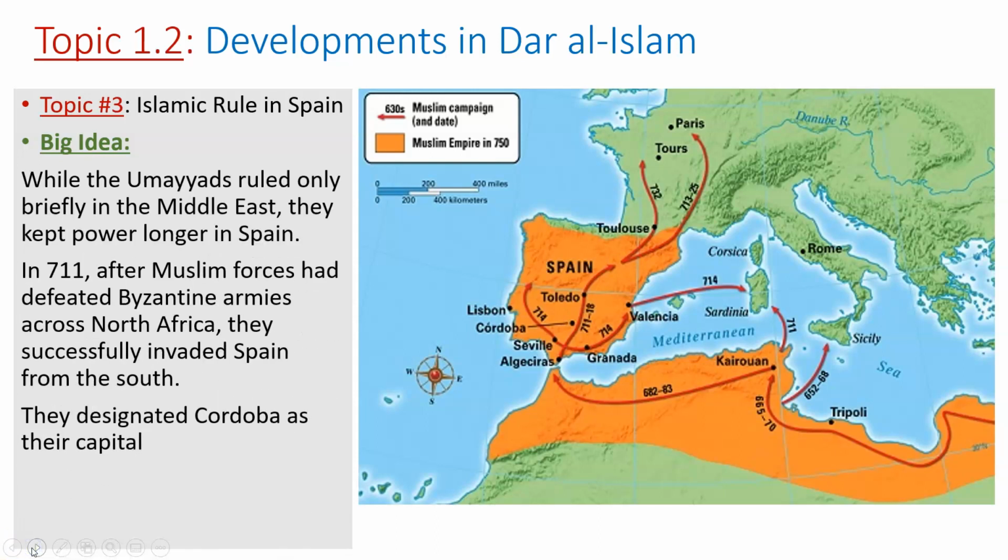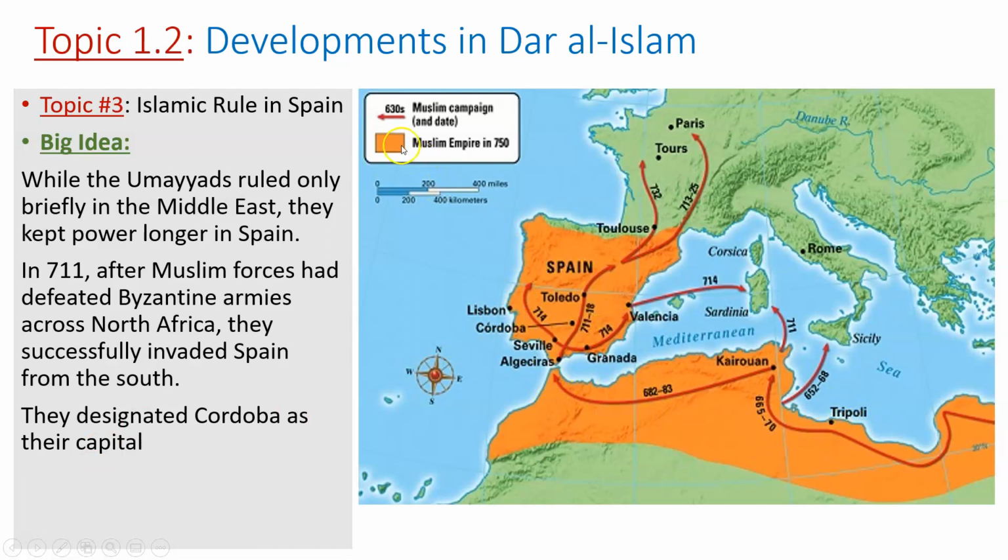While the Umayyad ruled only briefly in the Middle East, they kept power longer in Spain. In 711, after Muslim forces had defeated Byzantine armies across North Africa, they successfully invaded Spain from the south, as you can see on this map, another good map. They designated Cordoba as their capital. Here's Cordoba right there. So again, if you had some type of FRQ, and it wasn't labeled, there's no printing here, right?